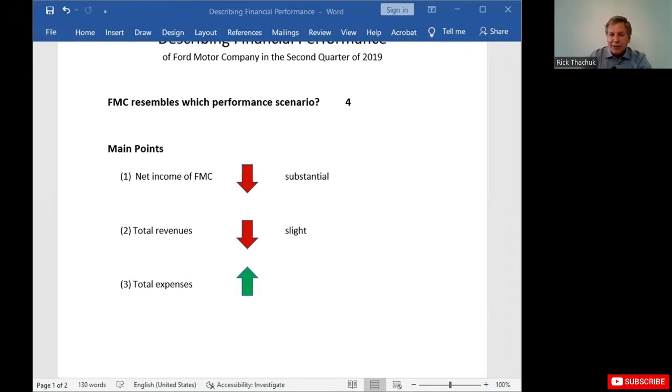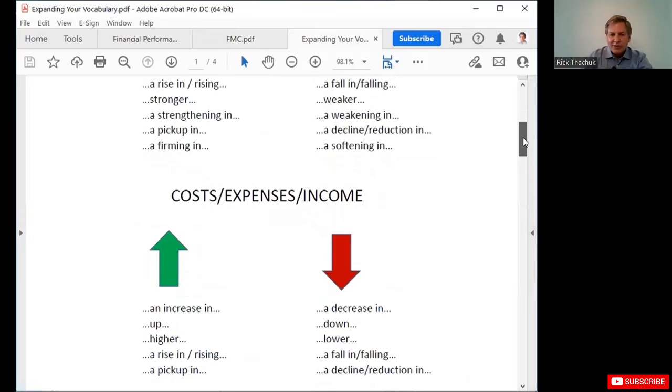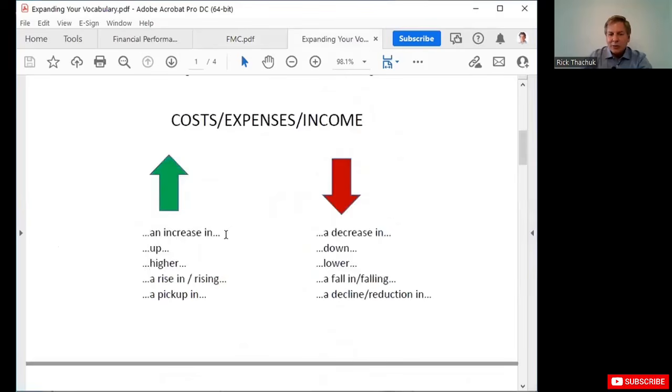And can we say slightly higher or substantially higher? Well, if you look at when we did our presentations one quarter to the next, we decided that it is neither slight nor substantial. So we'll just mention that total expenses are higher. Now, how can you characterize that? Well, let's take a look again at our vocabulary list. We're talking about expenses now. Here we go. Expenses were higher, so we can say an increase in expenses, or expenses were up, higher expenses, a rise in expenses, or rising expenses, a pickup in expenses. So any of those words can be used to characterize the upward movement in expenses.